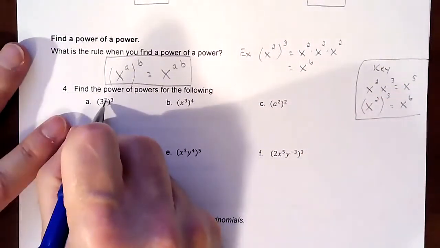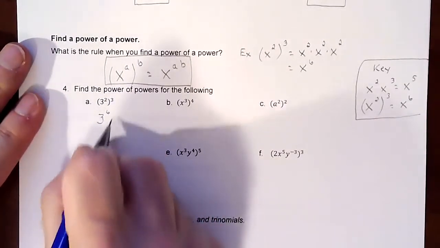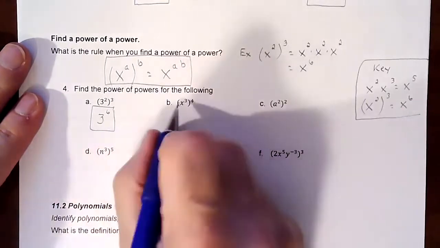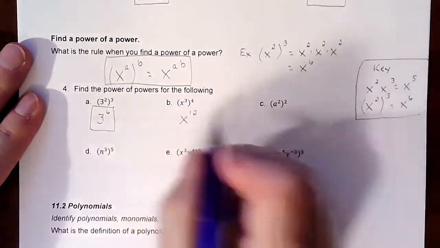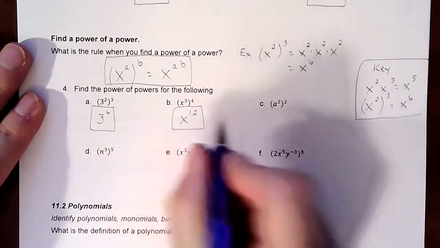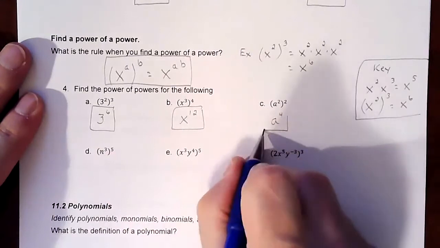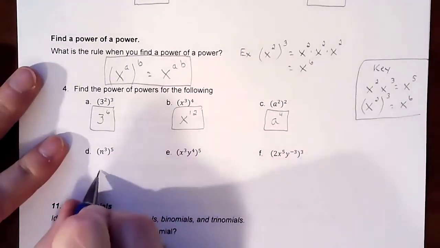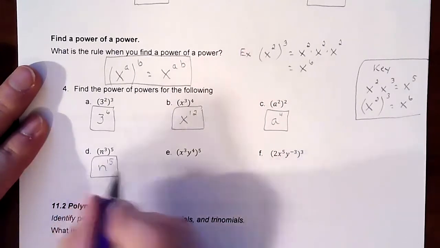So here it is 2 times 3, so it's going to be 3 to the 6th power. Here you're looking at x to the 12th power, because you're just multiplying those two together. Here it's going to be a to the 4th power, because it's 2 times 2. Here you're going to have n to the 15th power, 3 times 5.